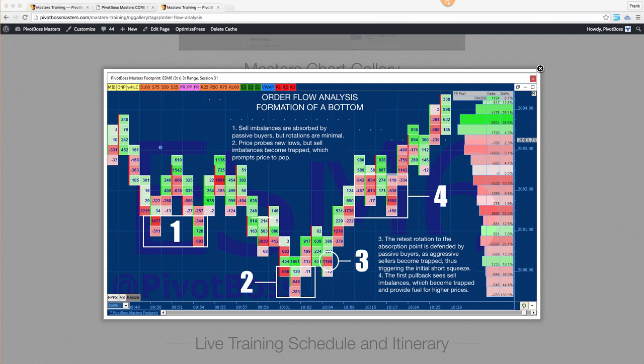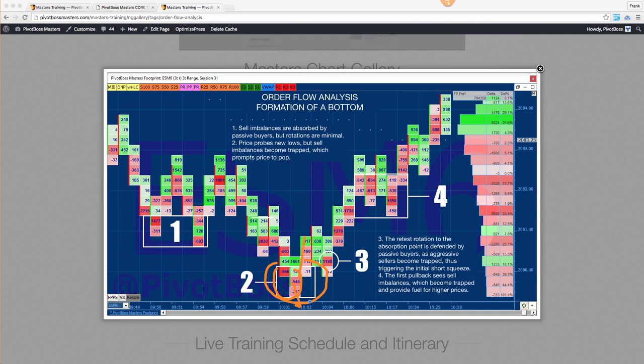And so in this case, price drops down, and initially right here in this zone, sell imbalances are absorbed by passive buyers. But the rotations here are very small on the way up, and you can see up here, passive sellers are still absorbing. So when these buy-side imbalances came in, larger passive sellers were still defending. So price has to push down through these lows, and that's when you see a spike below those lows. That's where number 2 is, when price probes new lows, but those sell imbalances down here don't get price to go down.